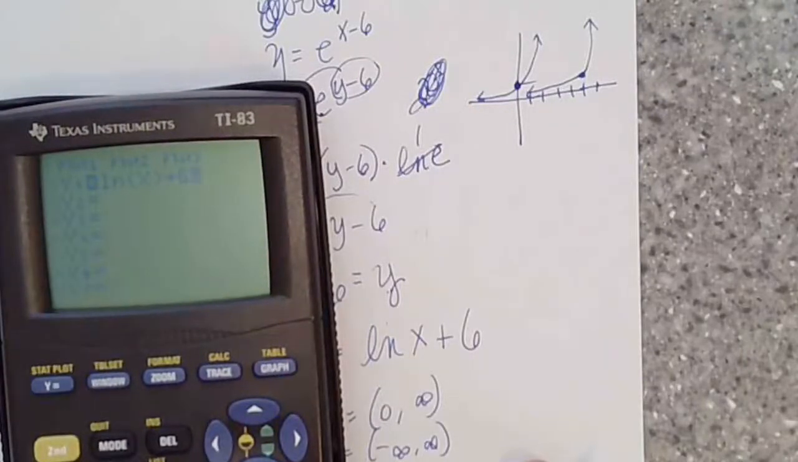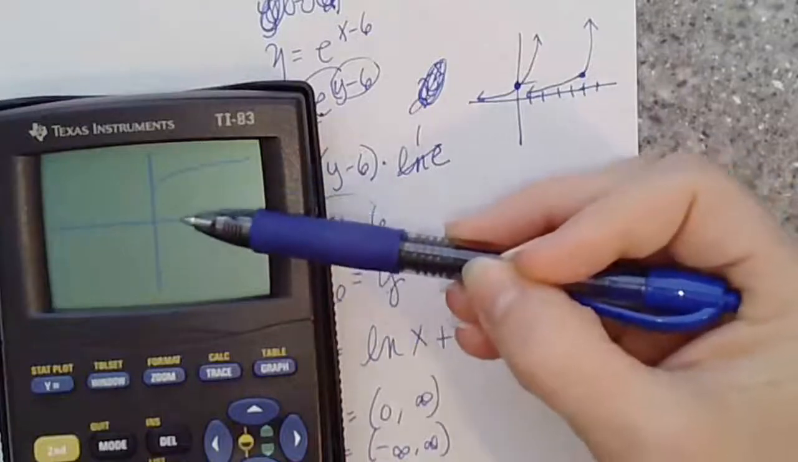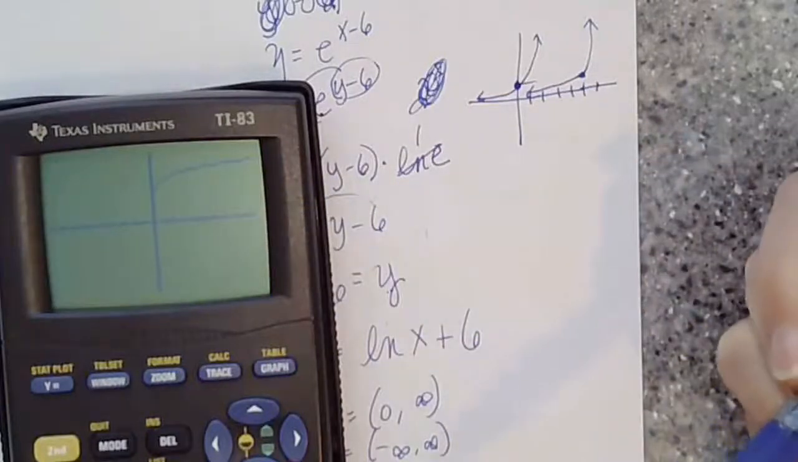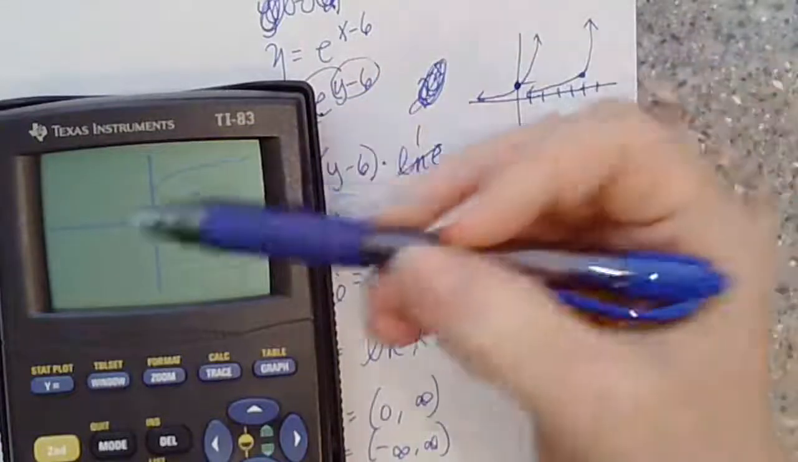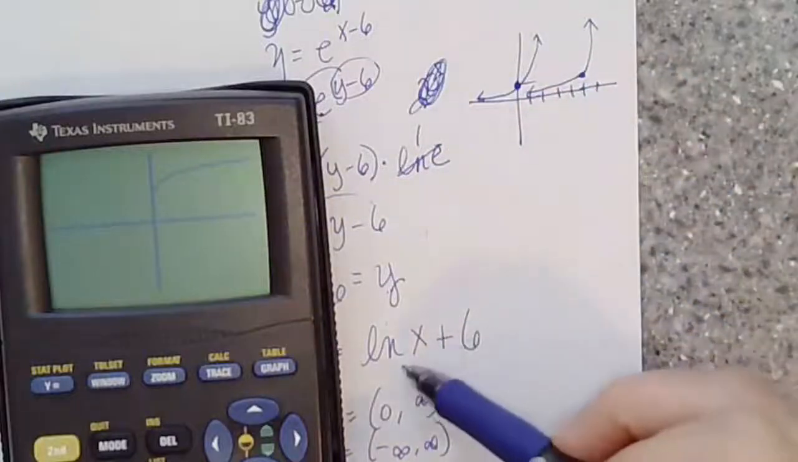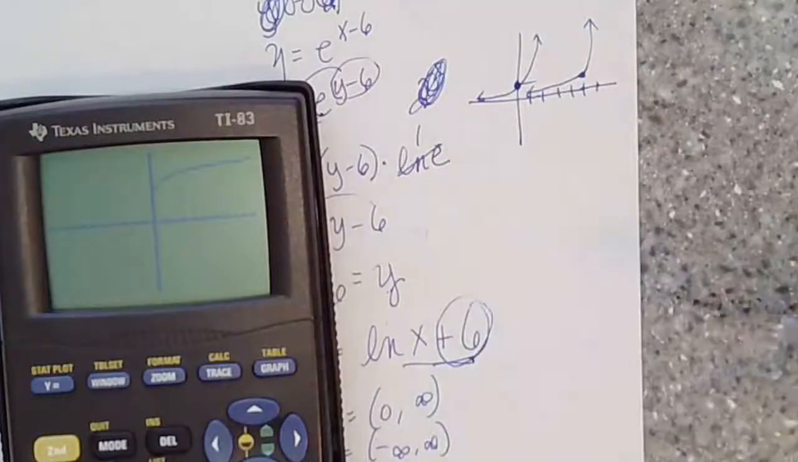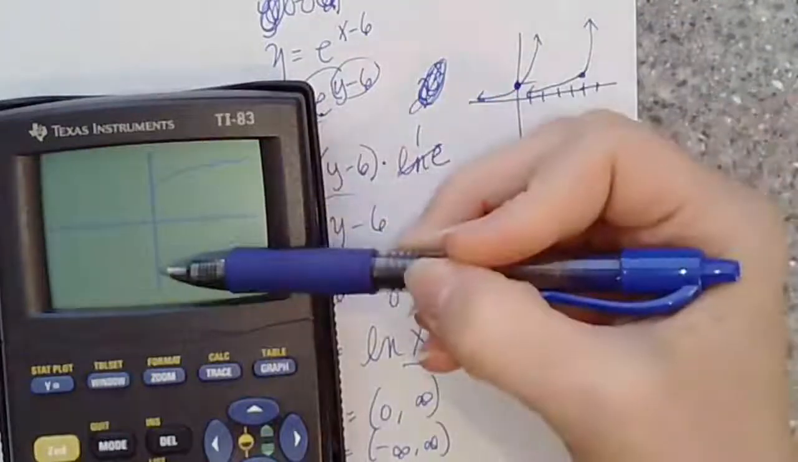Okay, so it was the regular log graph. Normally the log function goes through 1, 0, but it scooted that up 6 places. This is considered a vertical shift when it's on the end like that. So it scoots the graph up 6 places. So you see, normally the log function is down here, vertically shifted up 6 places.